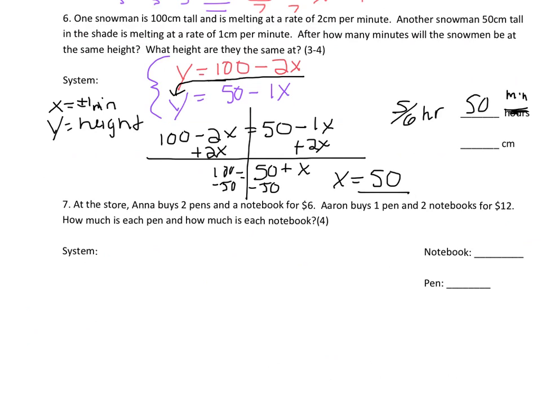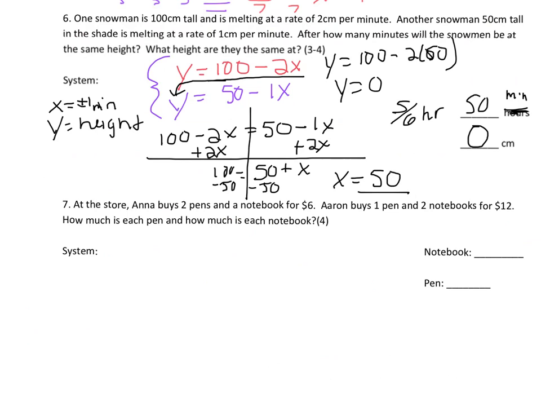So I don't care which one you use. So y equals 100 minus 2 times 50. 100 minus 100 is 0. So they're actually going to be the same when there's 0 centimeters left. So when they're completely melted, they'll be the same height, and it's going to take about 50 minutes.